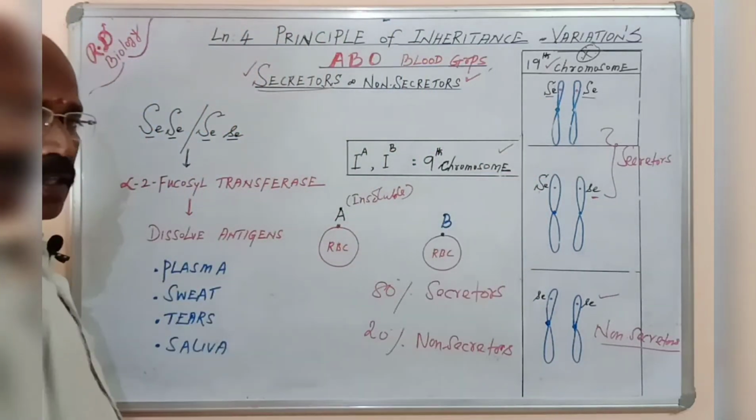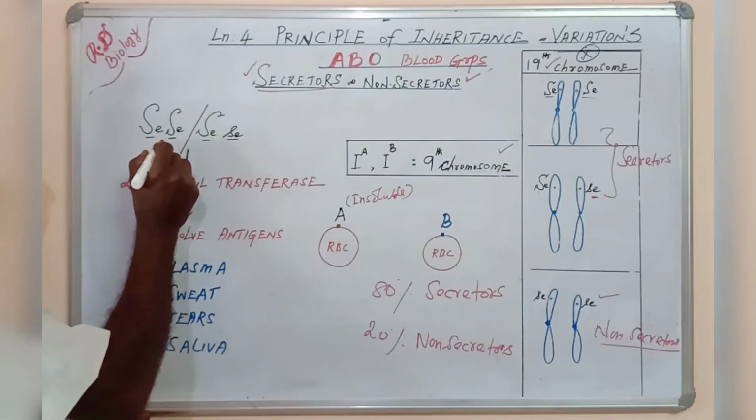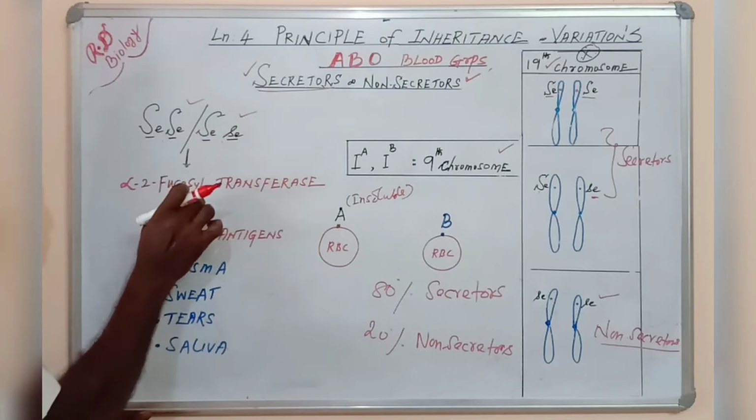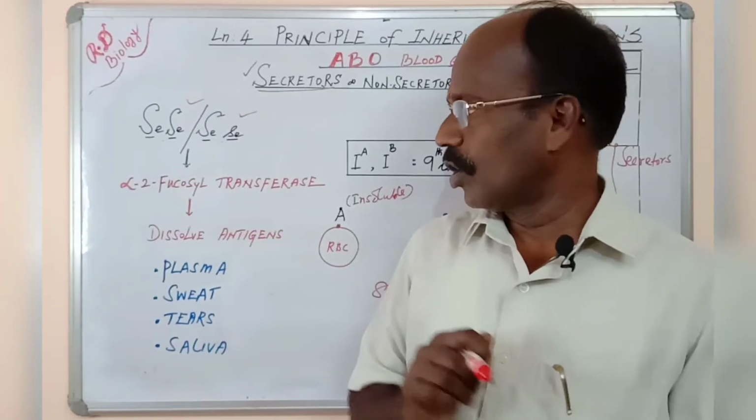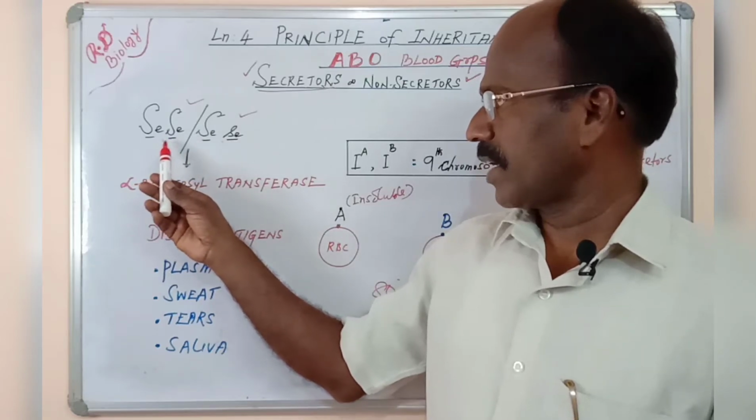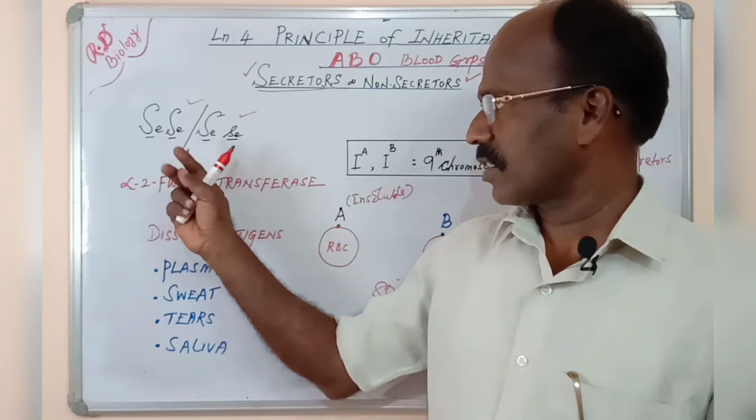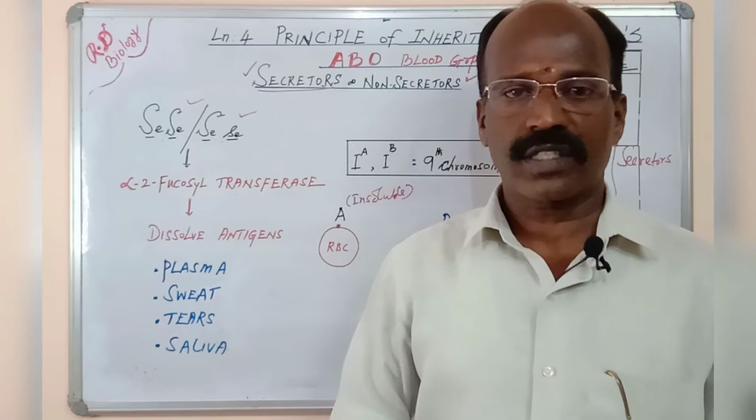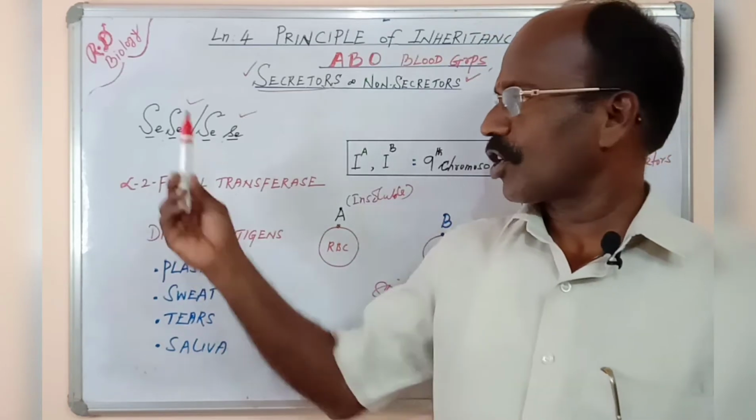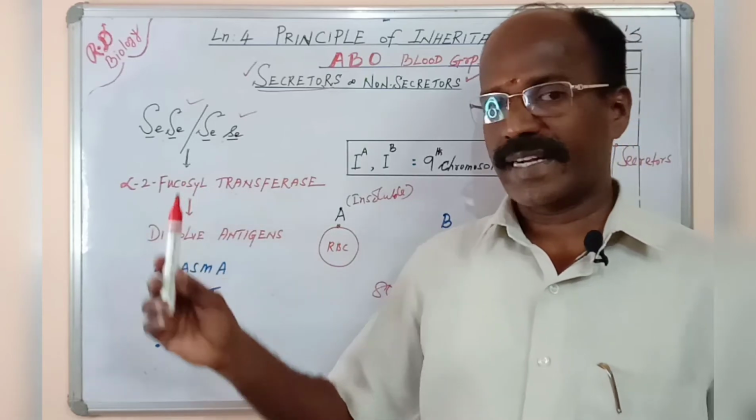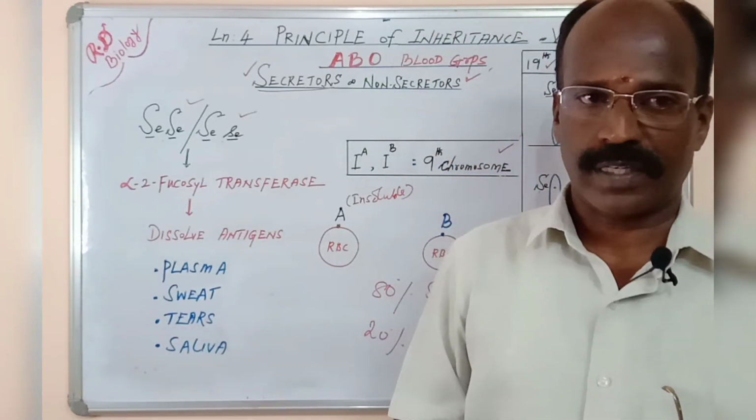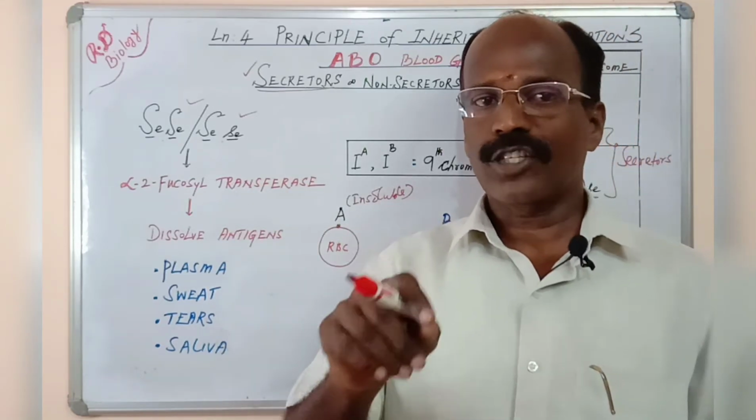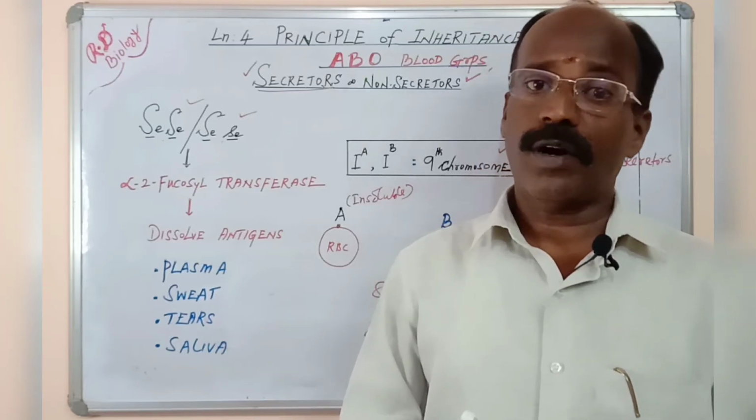If the genotype is homozygous dominant or heterozygous dominant, in both conditions these genotypes encode and synthesize the alpha 2 fucosyltransferase enzyme. What does this enzyme do? This enzyme dissolves the antigen, either A or B, depending upon their genotype.